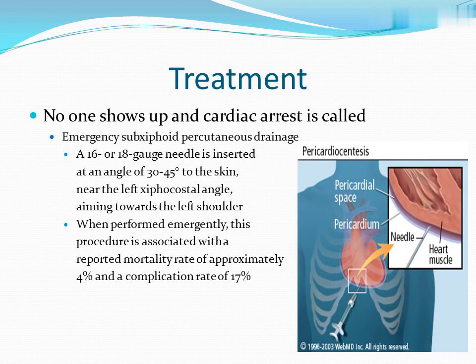Treatment: no one shows up and cardiac arrest is called. Emergency subxiphoid percutaneous drainage. A 16 or 18 gauge needle is inserted at an angle of 30 to 45 degrees to the skin, near the left xiphocostal angle, aiming towards the left shoulder. When performed emergently, this procedure is associated with a reported mortality rate of approximately 4% and a complication rate of 17%.